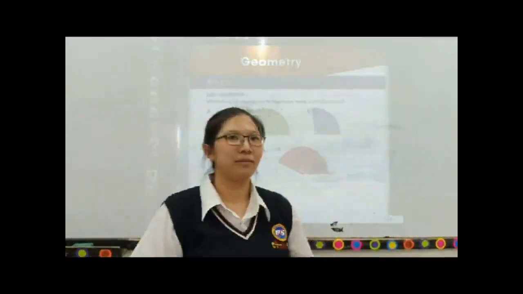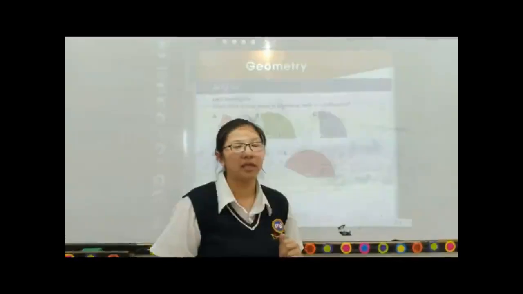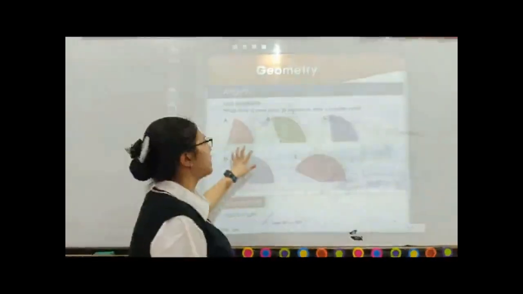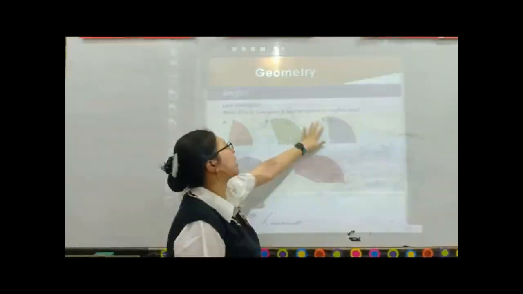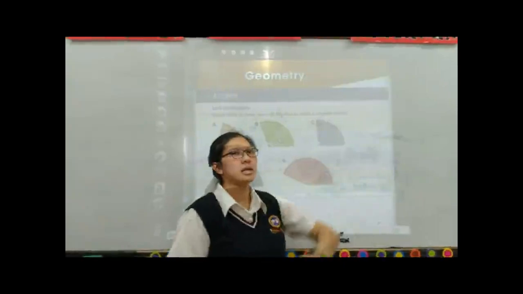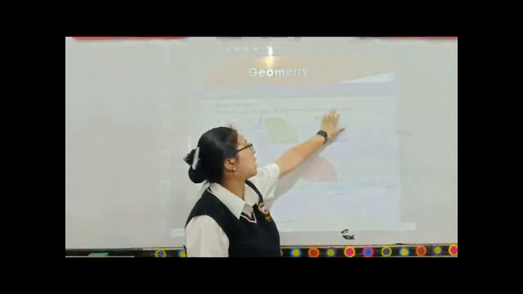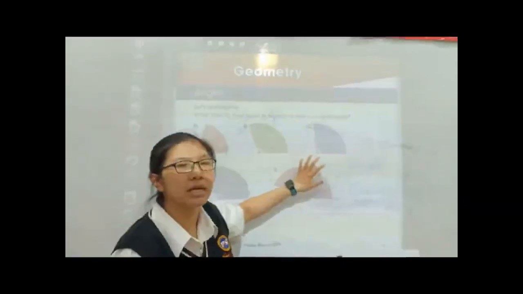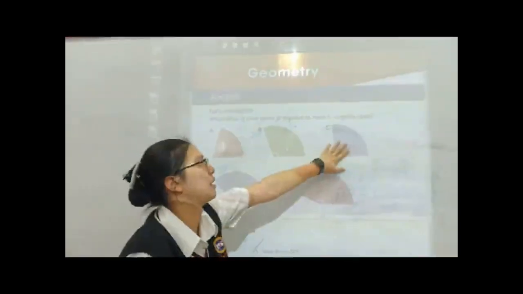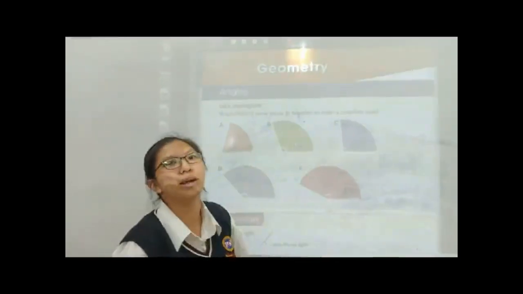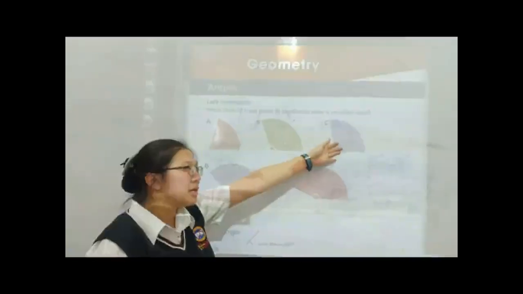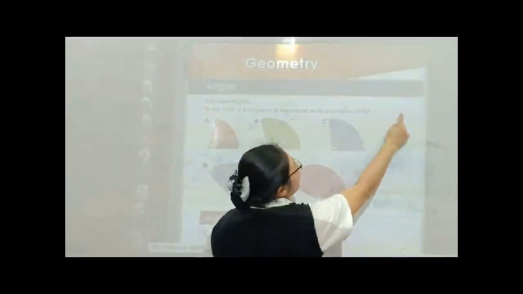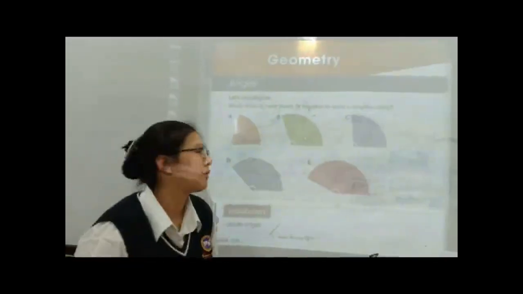After you've done playing game, don't forget to do page 108 to page 110. I'll explain to you page 108. Let's investigate. Which three of these pieces fit together to make a complete circle? The angle in a circle is 360 degrees. So you're gonna find which three pieces here, if you add up the angle, it is equal to 360 degrees. Probably it's A plus B plus C, or D plus E plus C. So just simply write down what are the three pieces. I will scroll down.